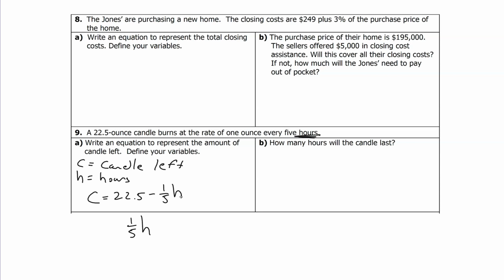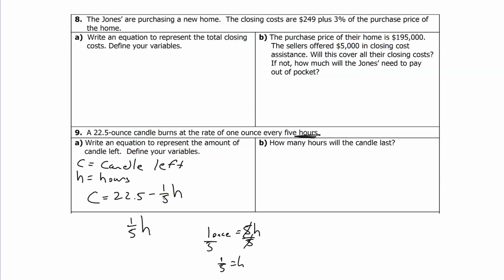Okay, when you think about it, this was 1 ounce for every 5 hours. So all we're doing here is just dividing by 5. And see how it's 1/5 times H, where these are the ounces, because both 22.5 and 1/5 are in ounces.